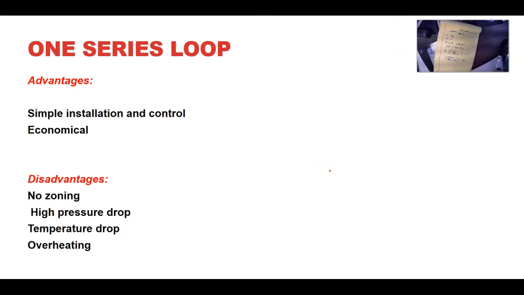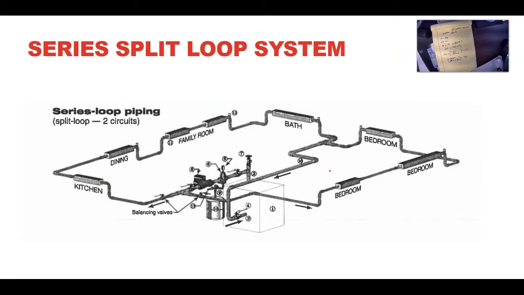Advantages: simple installation, very economical when it comes to installation, but no zoning, no high pressure. It has high pressure drop and high temperature drop, and it tends to overheat one area than the other. So this is a series split loop system. So it's still in series, but we have two zones. That's a little bit better.